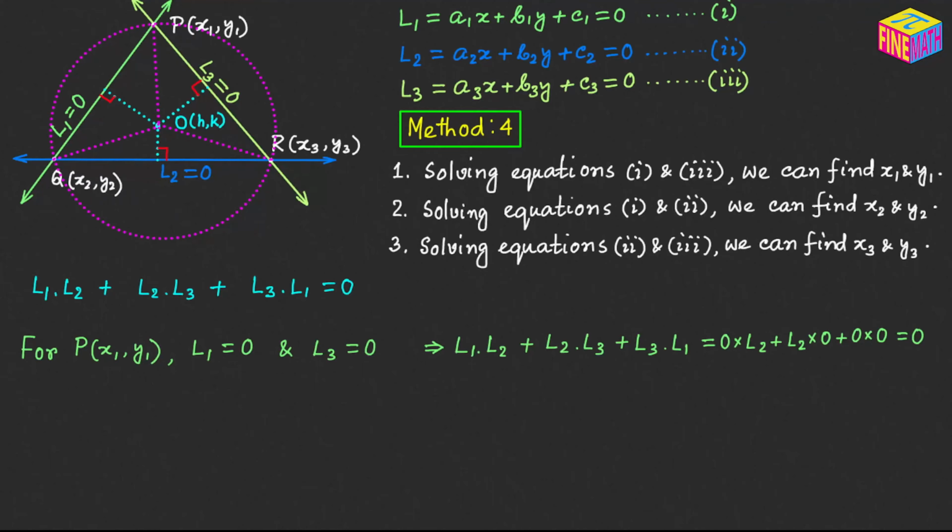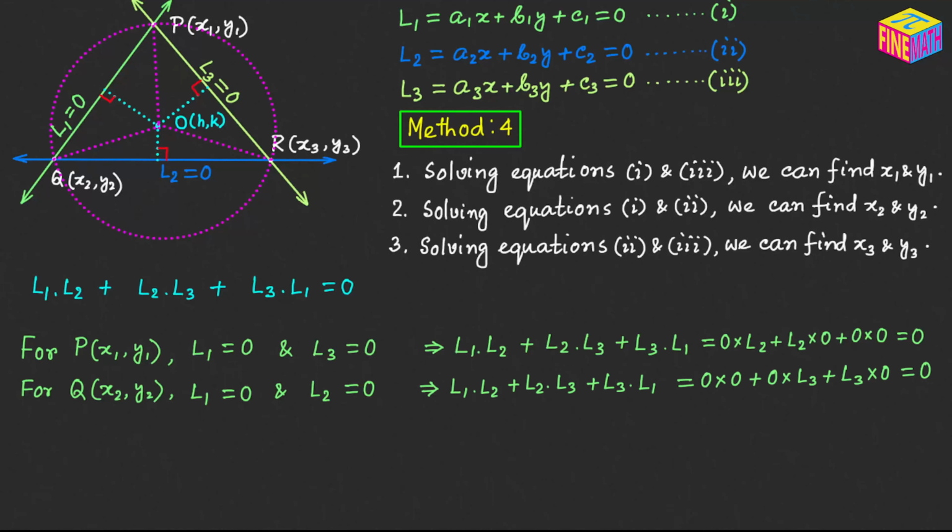And similarly, let's try the coordinates of Q. For coordinates of Q, L sub 1 will become 0 because Q lies on the first straight line, and similarly L sub 2 will also become 0 because Q also lies on the second straight line. So from here again, let's evaluate the left hand side of our new equation, and as you can see, the left hand side also evaluates to 0. So when we use the coordinates of Q, the new equation that we created actually stands valid.